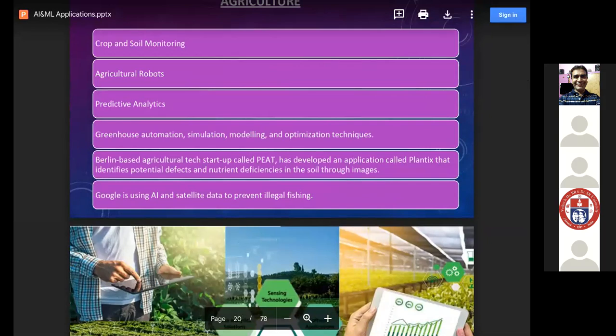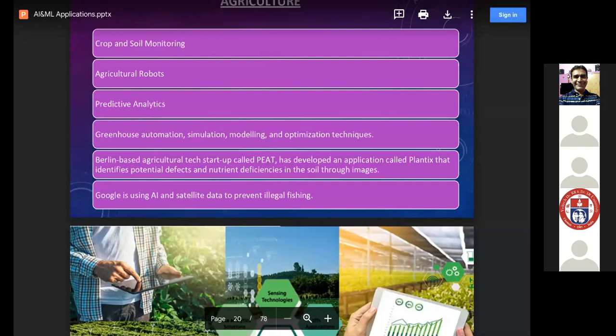So starting with the detailed analysis, I'll give you an overview in faster mode. You have a crop and soil monitoring system where you put a sensor, and on a mobile device you are able to judge the health of my crop without even going to the particular location, right? That is known as GIS-enabled AI. Then agricultural robots are being identified where they do particular things like watering, manuring, all these activities.